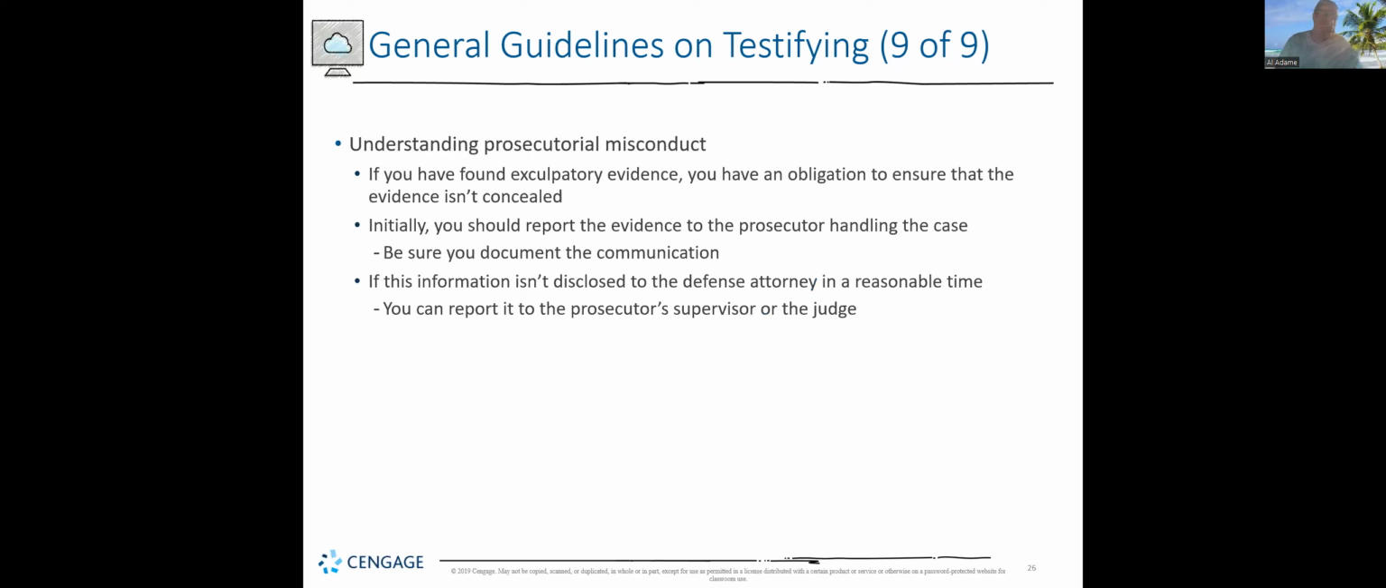Understanding procedural misconduct. If you have found exculpatory evidence, you have an obligation to ensure that the evidence isn't concealed. Initially, you should report the evidence to the prosecutor handling the case. Be sure you document the communication. If this information isn't disclosed to the defense attorney in a reasonable time, you can report it to the prosecutor's supervisor or the judge.